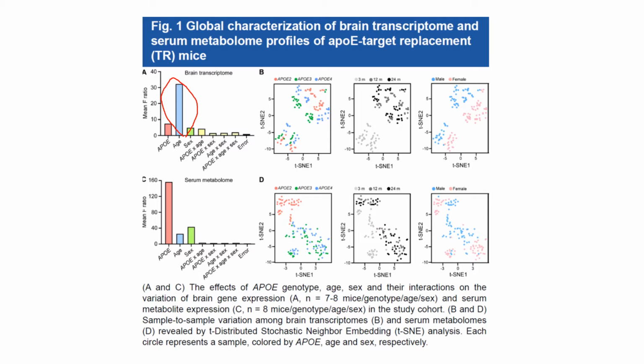On the bottom side of this figure, panel C and D shows the results of serum metabolome, and here you can see that APOE had the strongest impact on the metabolome profiles. And this finding was recaptured in panel D by the TSNE plot.